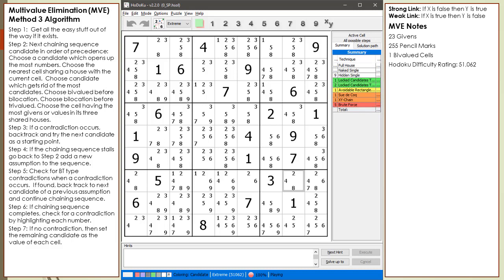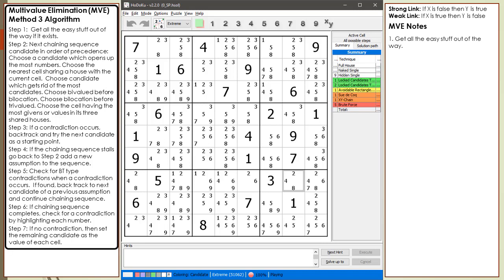This is the hardest puzzle I was able to find. For this puzzle, I will be using the MVE Method 3 algorithm. When solving ultra-extreme puzzles, we want to get to the first contradiction as soon as possible.